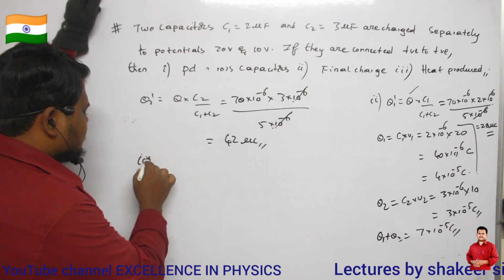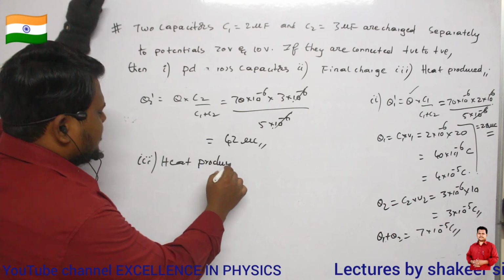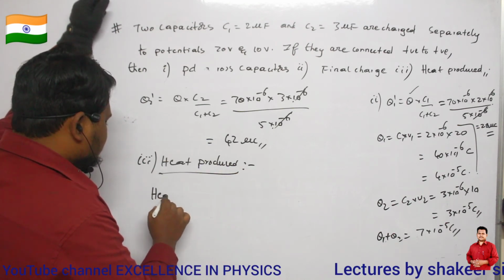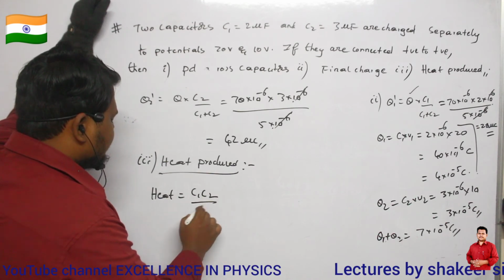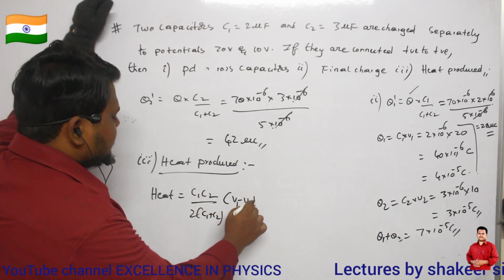Then he is asking the third question. The third question is heat produced. So for heat produced, we have already calculated a ready-made equation. So heat produced is how much? C1 C2 divided by 2 into C1 plus C2, multiplied by V1 minus V2 whole square.